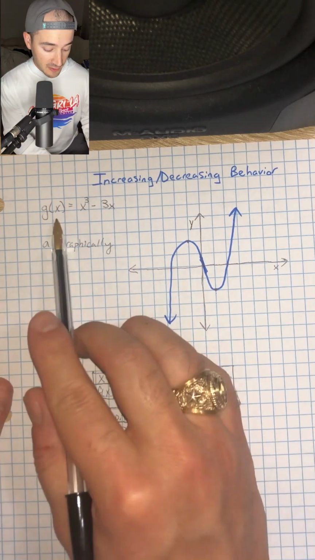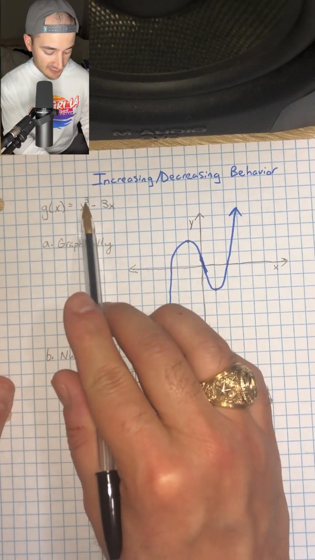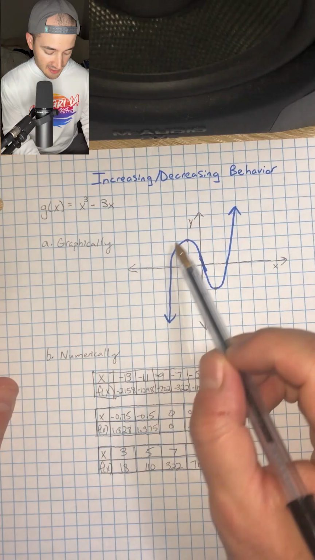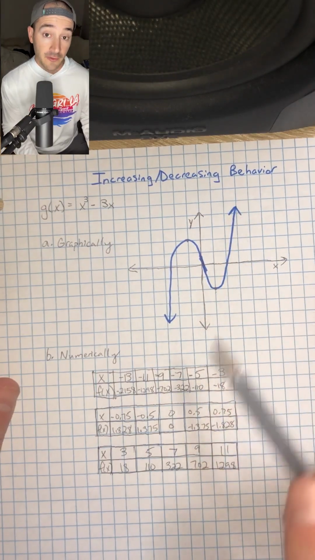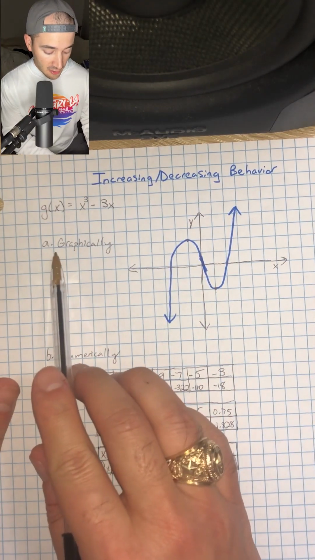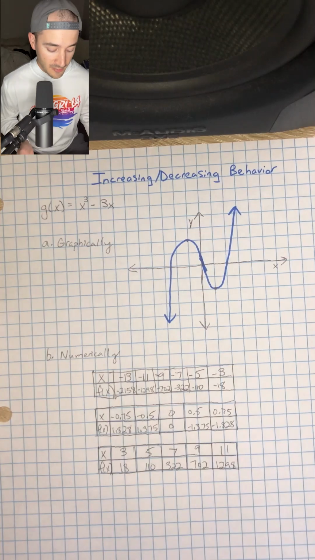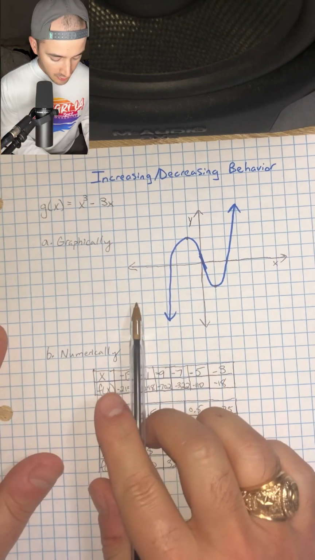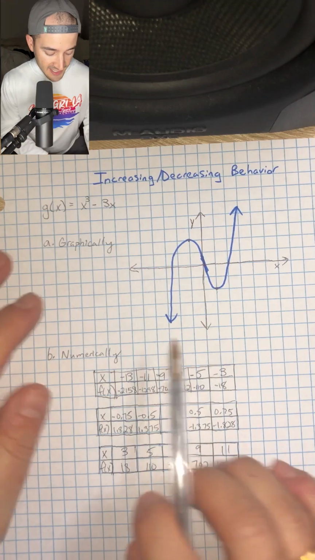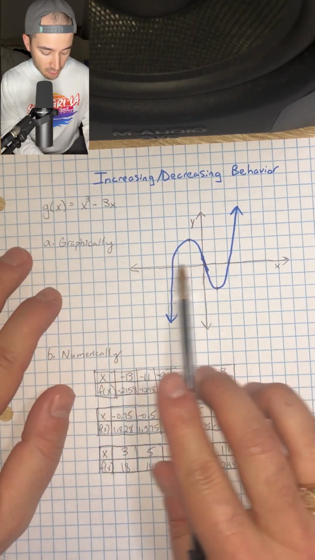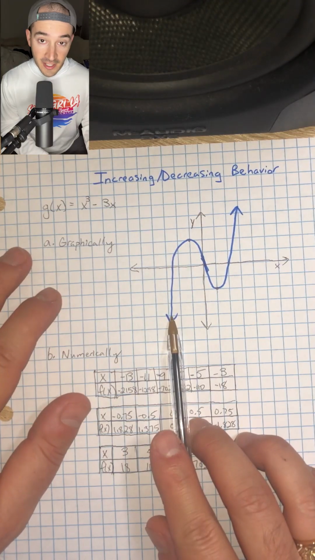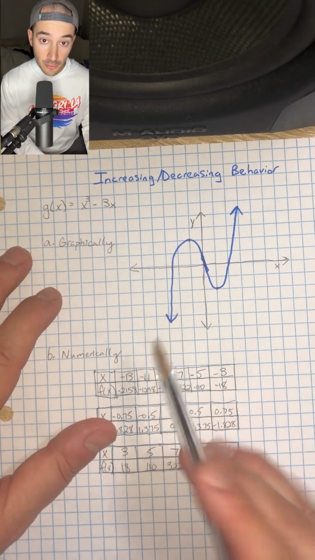So we have the function g of x is equal to x cubed minus 3x. I have a rough graph, a rough representation of what that looks like, but it's going to work for this problem. First of all, let's look at it graphically and talk about where our function is increasing and where it is decreasing. What that means is that as we move from left to right, or as our x values increase, what does our f of x or y value do in return?